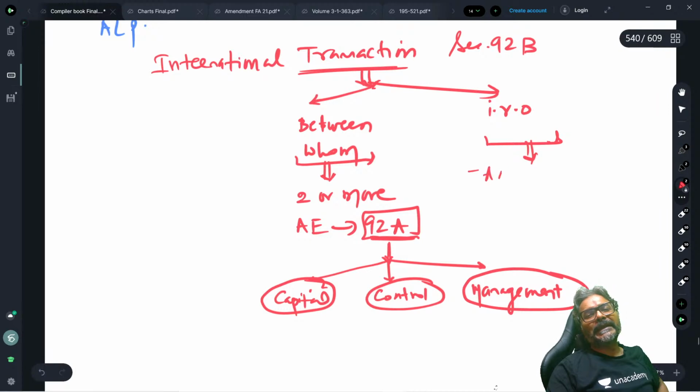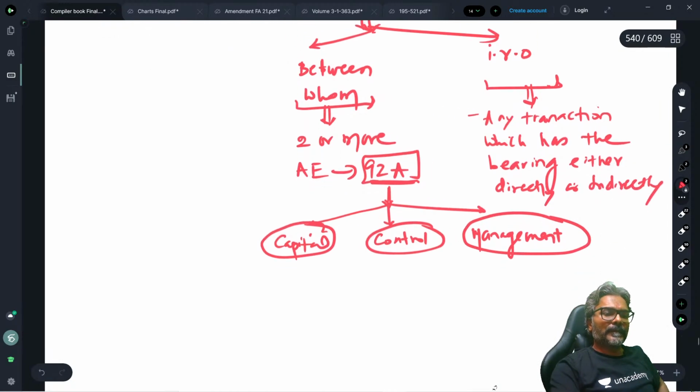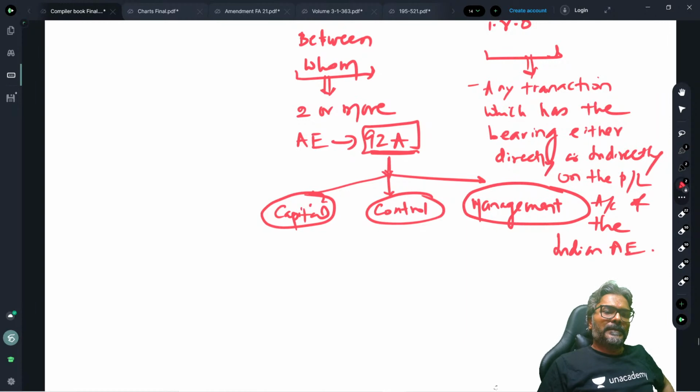I'll just write in a simple word: any transaction which has the bearing either directly or indirectly on the profit and loss account of the Indian A. So that is what will be considered. This is the kind of transaction that you need to look upon.